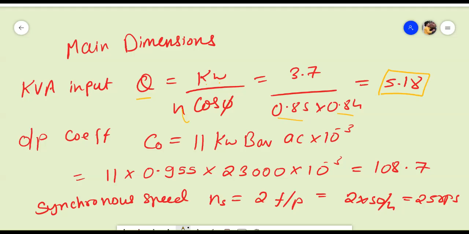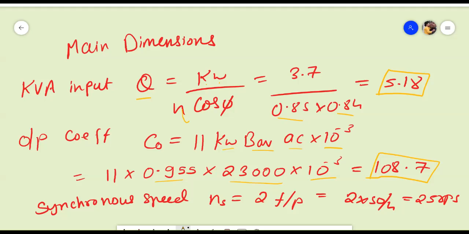Okay, then we need to find the output coefficient, which is given by C naught equal to 11 multiplied by the winding factor, multiplied by B average, multiplied by ac, multiplied by 10 to the power minus 3. So 11 times 0.955, the winding factor, multiplied by 23,000 multiplied by 10 to the power minus 3 will give you 108.7. So this is C naught, the output coefficient.